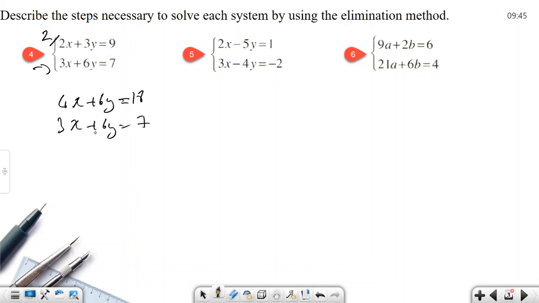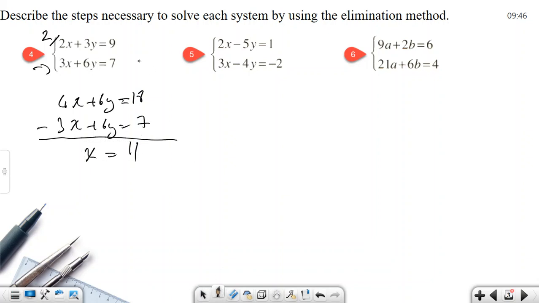Now, as you see, the signs are the same. If you add them, that's going to be 12y and 7x. It doesn't help me. There is no elimination. It doesn't eliminate any of them. But if I subtract both equations, 4x minus 3x is going to be 1x, and 6y minus 6y is going to be 0. If I don't write that one, it doesn't change anything. So it equals 18 minus 7, which is 11. What do I find? x equals 11. I get the x.